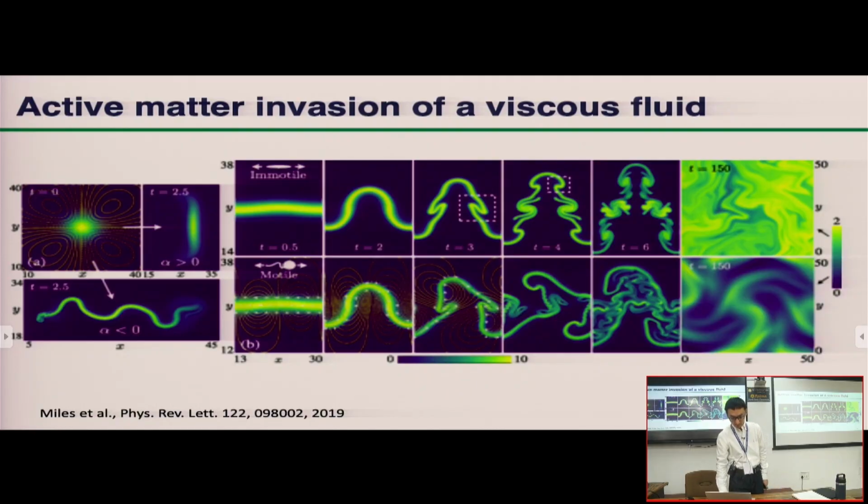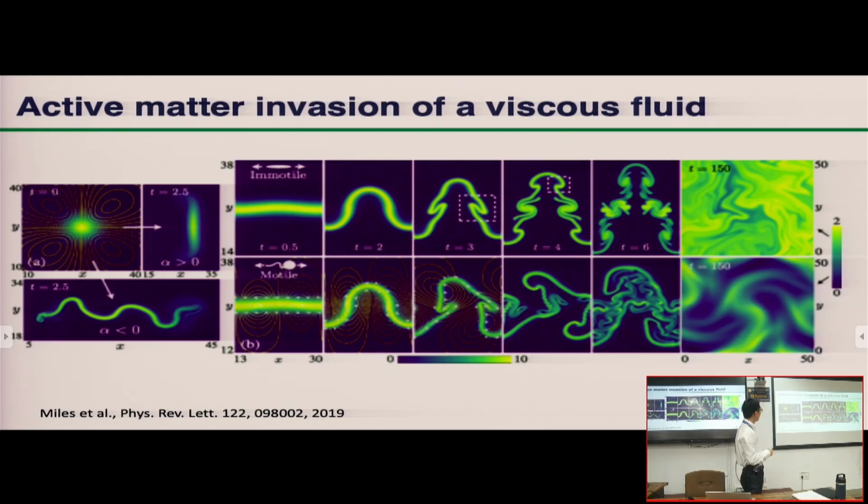Okay, so you can do all kinds of simulations with this system. Here's another example that we're going to show. What happened here is you have a thin band of active fluid, that's the water with bacteria. But the other regions are just pure solvent, just pure water. So we're looking at active matter invasion of a viscous fluid. This is a sequence of simulation images.